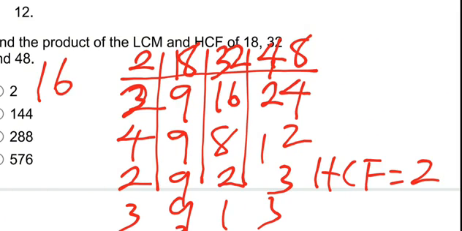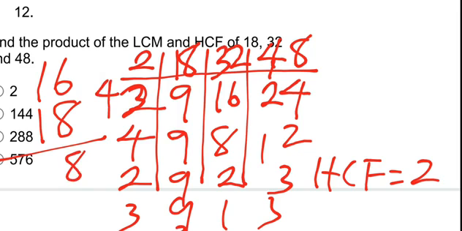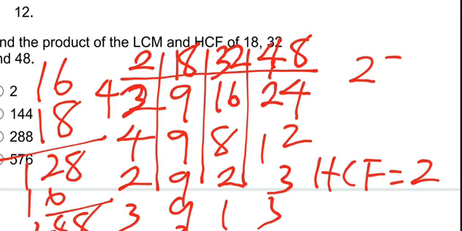Then 2 times 3, 6. 6 times 3, 18. So 16 times 18 gives us 48, carry 4. Then that's 12, 6, 1. Add everything, that's 8, 8, 288. So that means the LCM is 288.